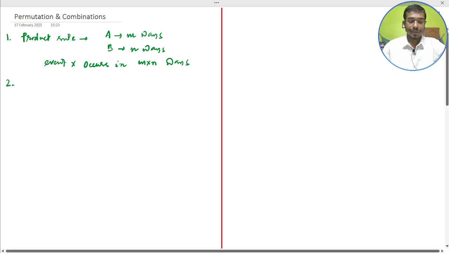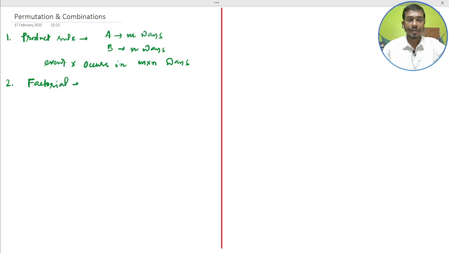Next, the factorial. The n factorial is equal to 1, 2, 3, up to n minus 1 into n. This is defined as n factorial, and 0 factorial is 1.